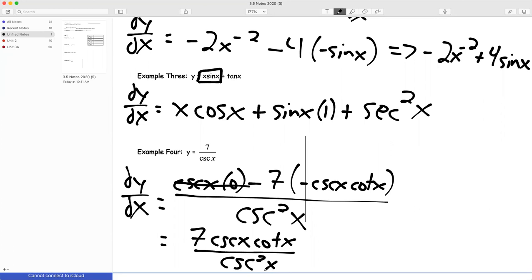It does require pre-calculus. I could change this to what? It's 1 over cosecant, so it's 7 sine of x. Now I'm going to take the derivative, bring down the 7. What's the derivative of sine of x? Cosine of x. Is this equivalent to this? Yes, it is.